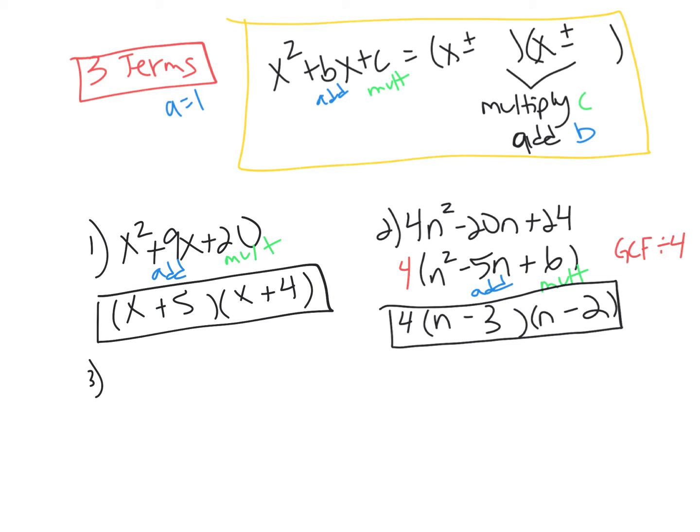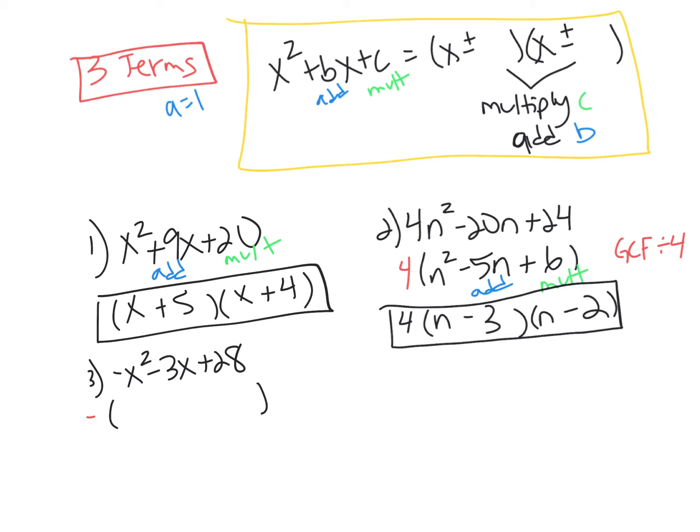So let's try one more. What if we have negative x squared minus 3x plus 28? Well, I don't have a 1x squared. I have a negative x squared. So let's factor out that negative. Let's factor out the GCF, because 99% of the time, if we can make our x squared positive, it will be much, much easier for us.